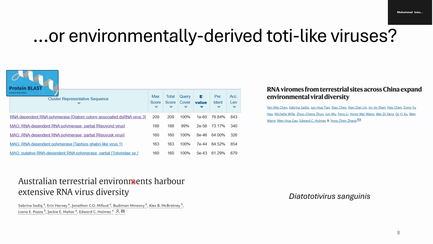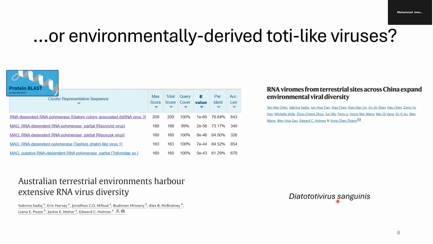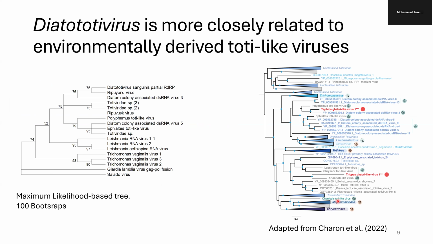derived from environmental microbiomes. Due to these contrasting observations, we're provisionally naming this virus Diatototivirus sanguinis, which means of blood. To answer whether this virus is more related to environmentally derived toti-like viruses or Leishmania viruses, which are related to blood, we're doing a phylogenetic analysis on the partial RdRp sequence of our new virus, Diatototivirus, with a MUSCLE alignment with several other viruses. For an outgroup, we chose a Serratus-defined virus, a member of the Chrysoviridae family.